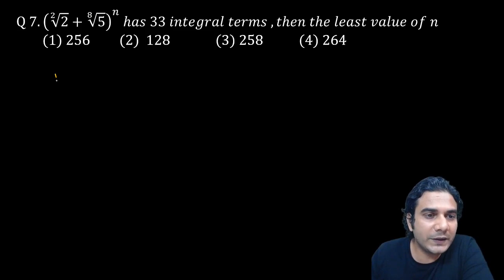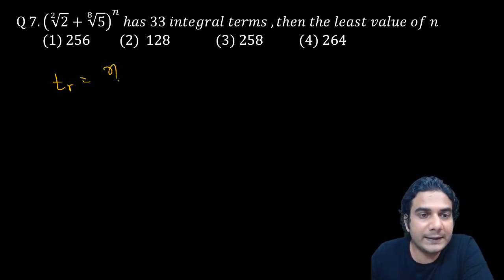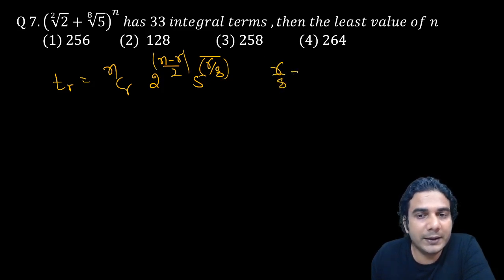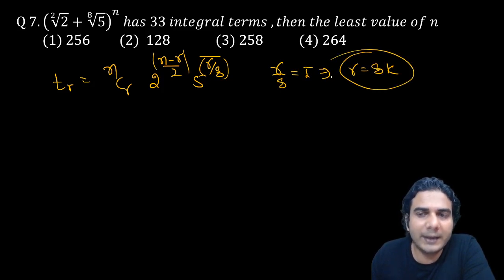So in such cases, we generally write the general term T_r. So T_r is nCr, all right, and 2 raised to 1 by 2 (n minus r), so it will be (n minus r) by 2, and 5 raised to r by 8. All right, so from this, because you need all the terms integers, so this must be an integer and this must also be an integer, right? So r by 8 should be an integer. That means r is equal to 8k type. All right, multiples of 8.